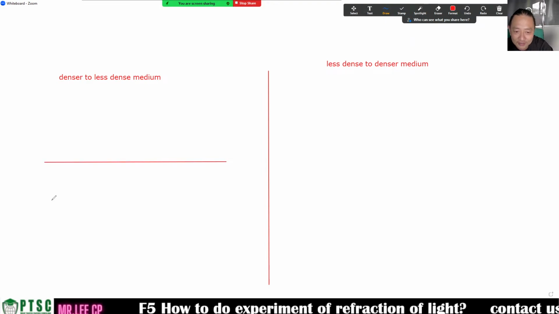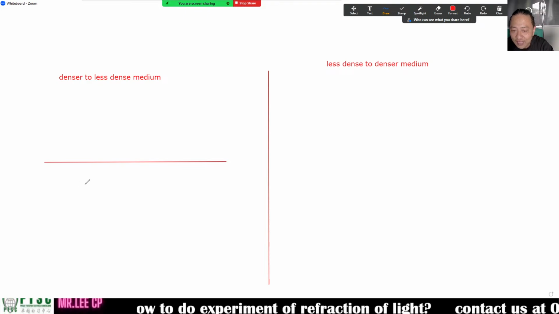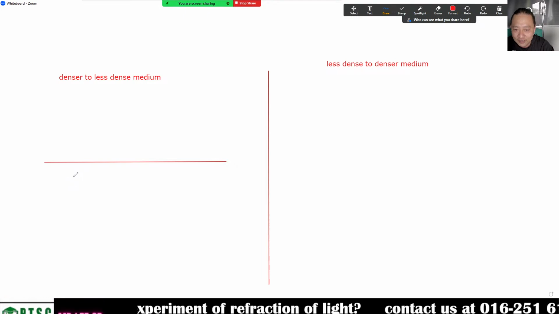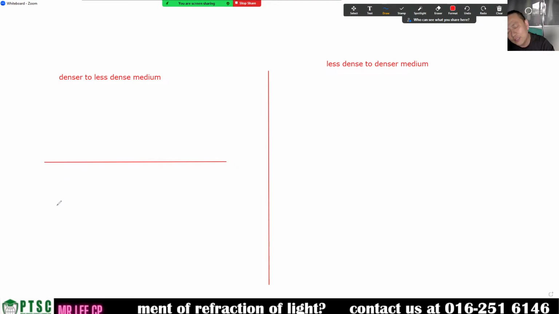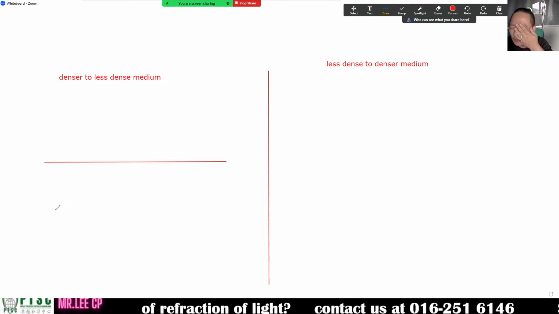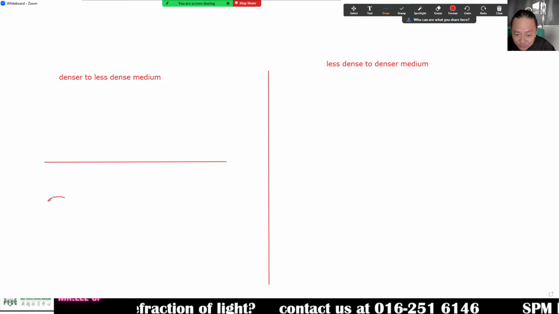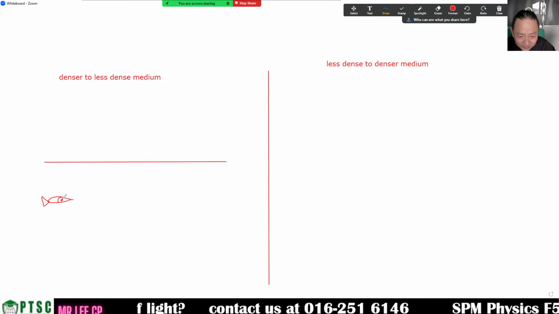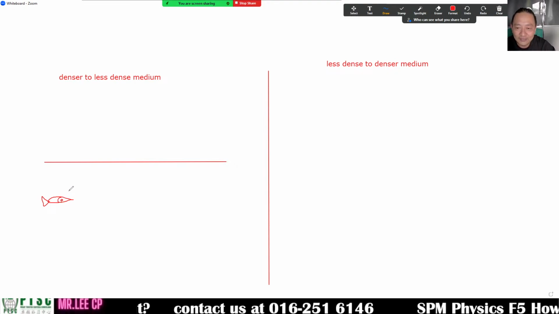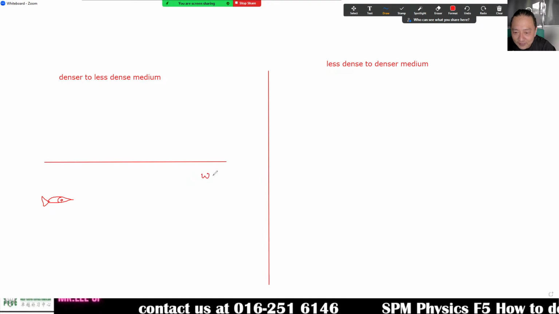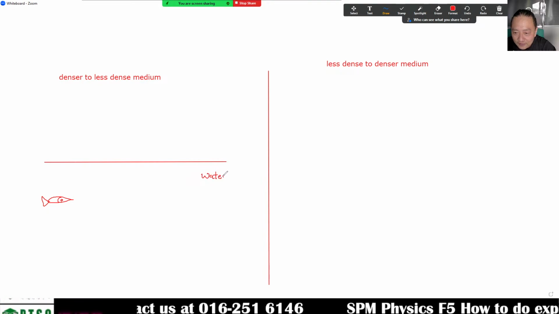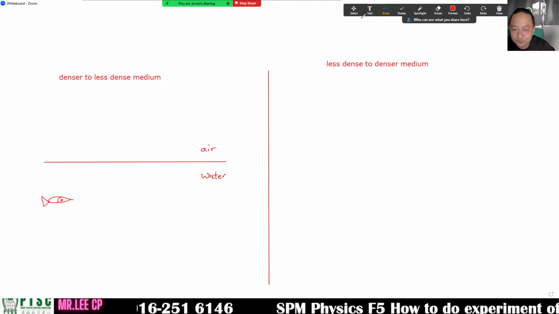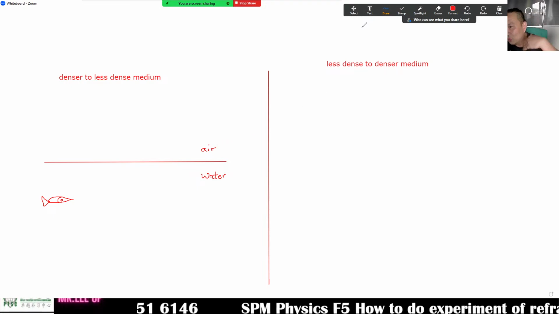you got a diver diving under the seawater. Don't want diver lah, I don't know how to draw. Let's say this is a fish, ikan. This is water, and this is A. Now, the fish wants to find the food.